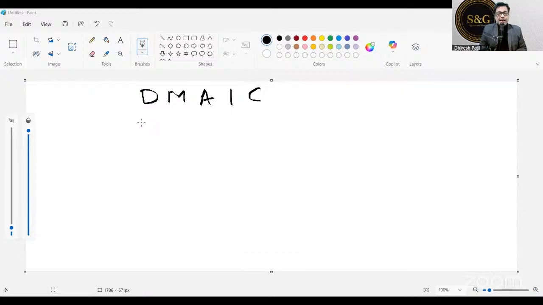Now this DMAIC principle basically is... So y is equal to function of x.